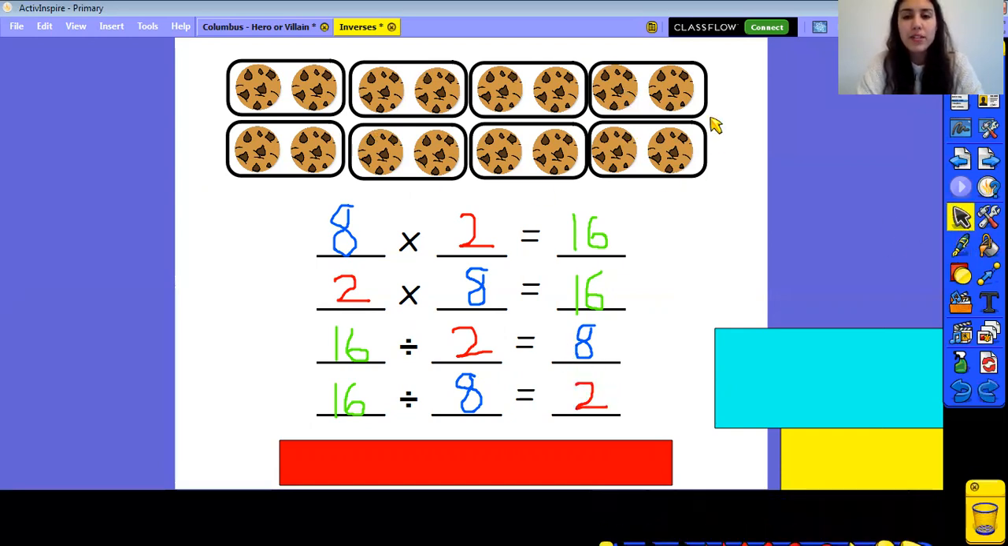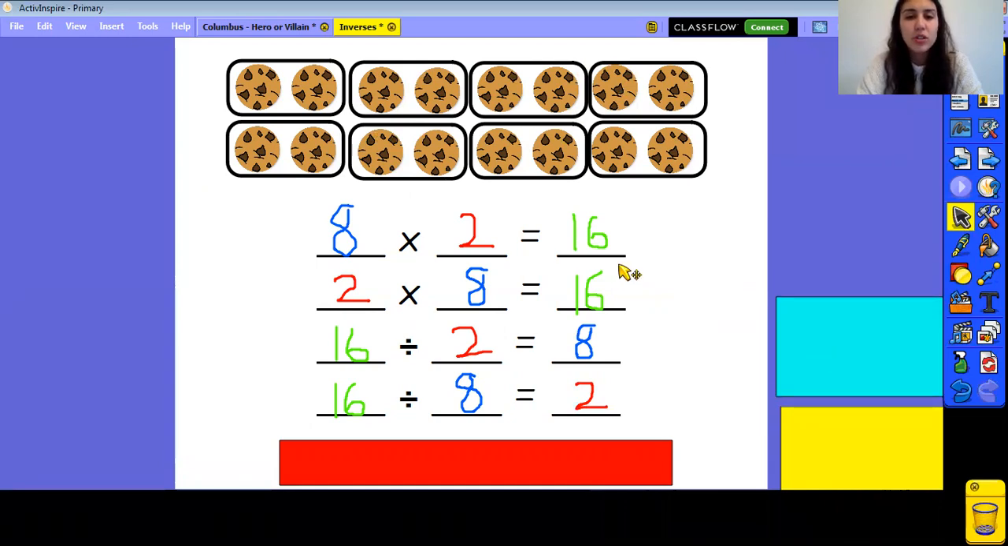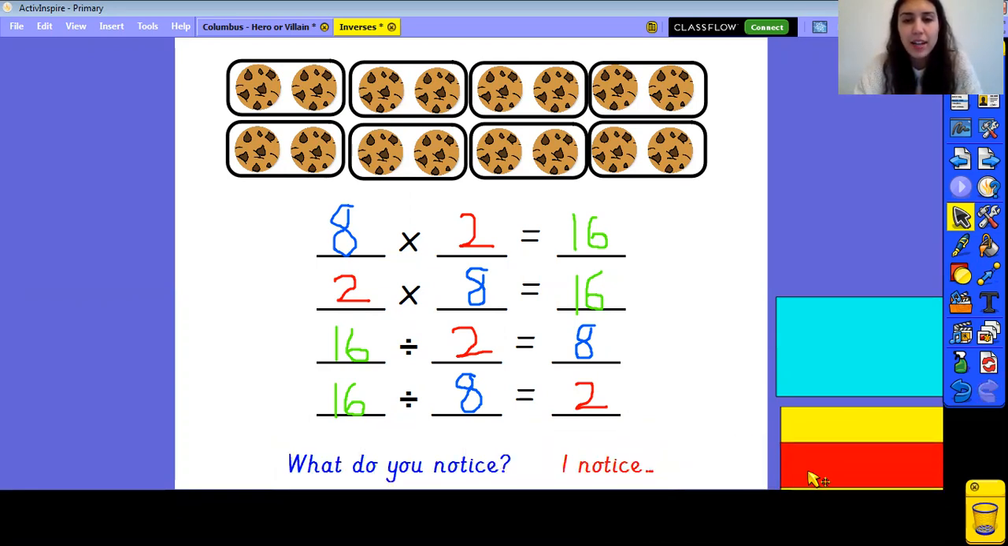So this one pictorial representation here has showed us two different multiplication equations and 2 different division equations all at the same time. And that is because the relationship that multiplication and division have, they are the opposite of each other. So is there anything that you notice in particular about these equations? Just pause the video and have a think. Maybe tell somebody who's in the room with you, or maybe write your ideas down or say them out loud.